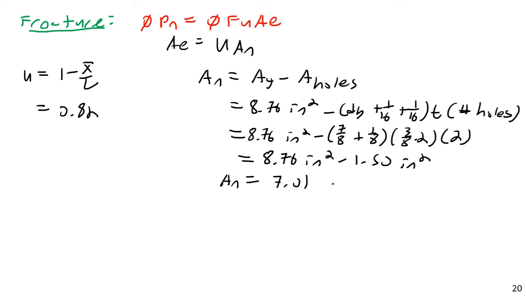And so, here, just applying this equation, fairly straightforward, our phi Pn is going to be equal to phi Fu times area effective, and our area effective is going to be this number here times our U factor. So this is going to be, again, 0.75. And as a reminder from previously, we'll use different resistance factors depending on whether we're looking at yielding or fracture, etc.